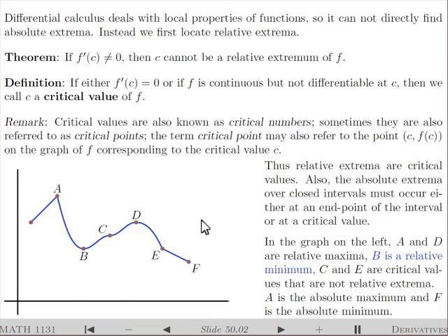But note that there are other critical values. A is a critical value because there is a corner. The function is not differentiable. B and D are critical values because I have a horizontal tangent, which means the slope, or f prime, is 0.